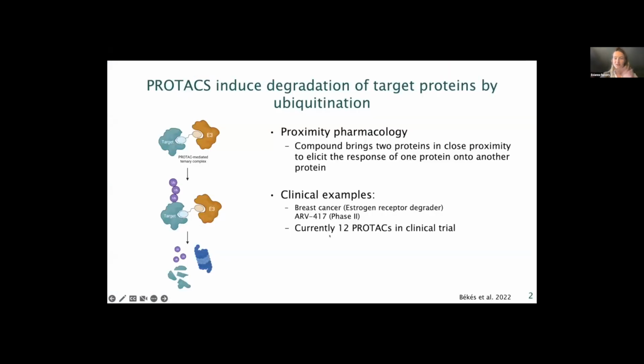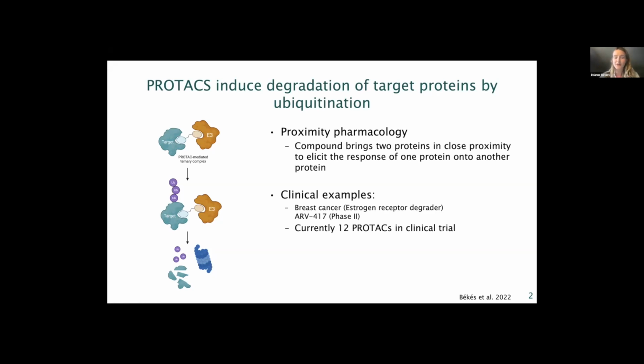But what is proximity pharmacology, you might be wondering, and I think most people are more familiar with the term PROTACs. PROTACs stands for proteasome targeting chimeras. And proximity pharmacology in general, we can define it as a compound that brings two proteins in close proximity to elicit the response of one protein onto another. And for PROTACs, in that case, it is the recruitment of an E3 ligase to a target by a compound to induce the ubiquitination and the subsequent degradation of the target.